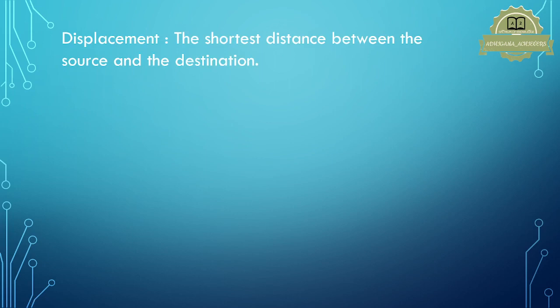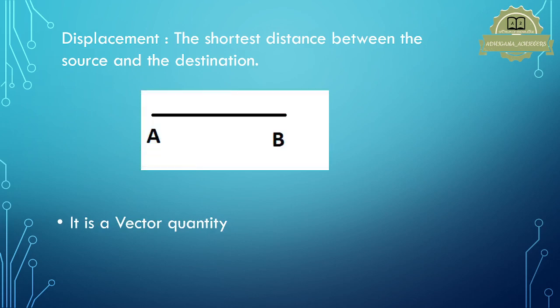Displacement is the shortest distance between the source and the destination, and it is a vector quantity. If I just take A to B, even though I traveled the path however I want, I don't consider all those things into consideration, but I only take the shortest distance between A and B. Got it? That is the difference between distance and displacement.